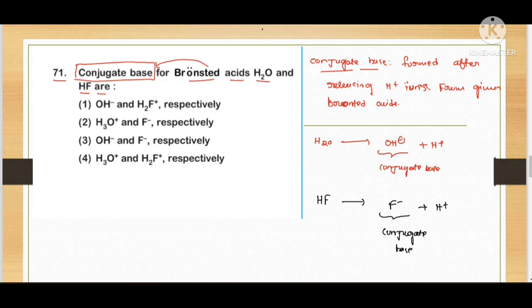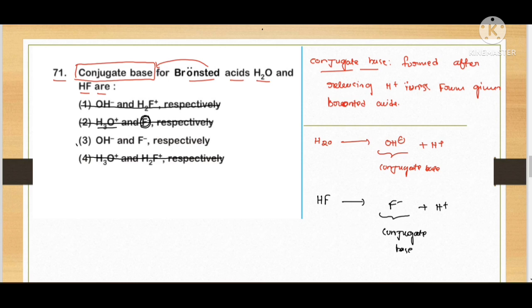So now let us verify the given options. Here OH minus, but here H2F positive. Option 1 is eliminated. Now let us verify option 2. Here H3O positive and F minus. Here F minus is present. F minus is right, but H3O positive is not. Option 2 is also eliminated. In option 4, H3O plus and H2F plus. Here option 4 is also eliminated.